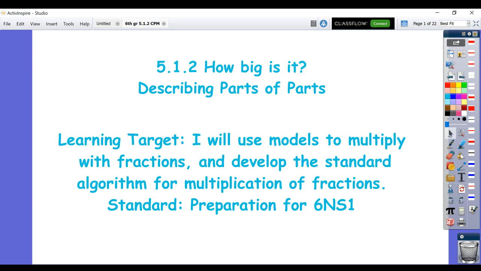This video is to help you with the classwork for section 5.1.2. How big is it? Describing parts of parts. Our learning target is to use models to multiply with fractions and then to develop the standard algorithm, meaning the normal method that we use to multiply fractions.